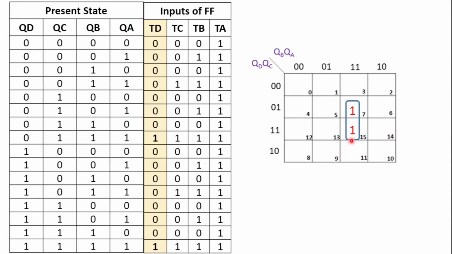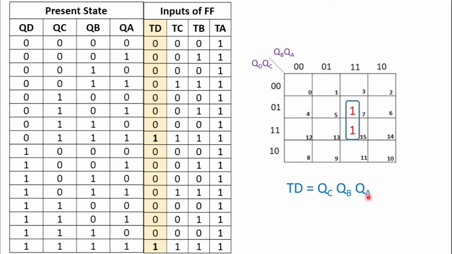Now I can form a pair of 1s. Now I have to find out the expression. Look at the left hand side, 01 and 11. So 1 is common, and this 1 corresponds to QC. Now look at the column. 11 is the column heading, so 11 corresponds to QB and QA. So the expression will be QC from the row and QB QA from the column. So TD is equal to QC QB QA.